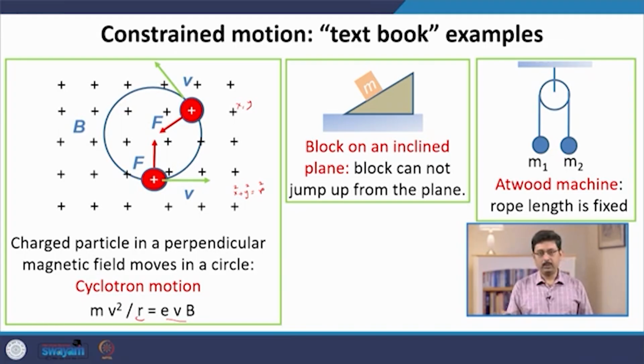The third example is the pulley problem, another famous problem that you must have encountered in your high school physics course. This is formally called an Atwood machine, and here the length of the rope that goes from here to here is considered to be fixed. As you know, this puts a constraint on the motion, so the motions of masses m1 and m2 are not independent. If mass m1 starts to move downwards, mass m2 must immediately move upward to keep the length of the rope constant.